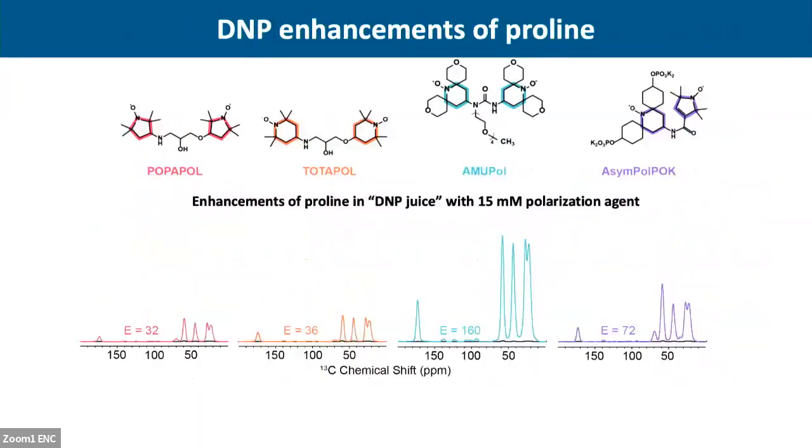So then we looked at DNP enhancements. So these are enhancements in DNP juice, no cells, no lysates here, just of proline in DNP juice, first with high concentrations of polarization agent like we are used to, 15 millimolar. So here one of the take-home messages is that moving from 6-membered rings to 5-membered rings, the enhancement stays the same. So popopole and totopole have very similar enhancements. And under these conditions, amupole seems to be the best polarization agent, but again, with the caveat that it is very prone to depolarization effects.